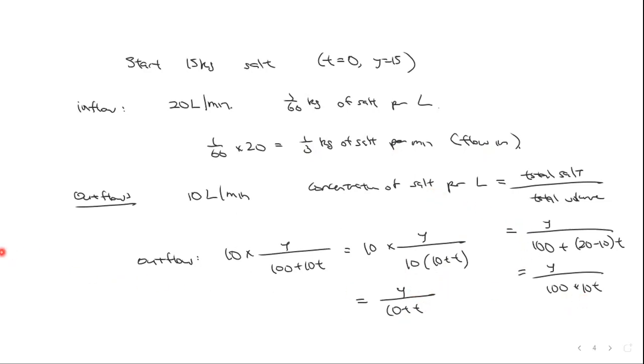Y over 100 plus 10t. And then I think we kind of already were starting to show the next part. Show the differential equation is dy dt plus y over 10 plus t equals that. So yeah, we've already got the y over 10 plus t. And yeah, so what we need to basically show, therefore, is inflow equals a third, outflow equals what we already said, y over 10 plus t.